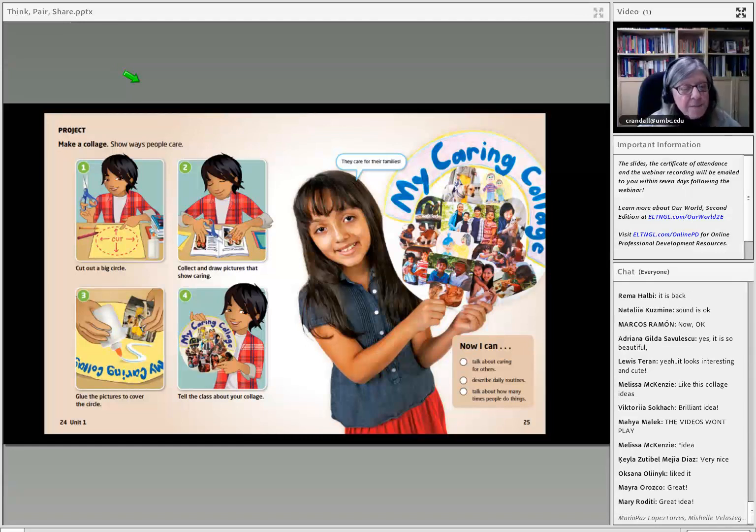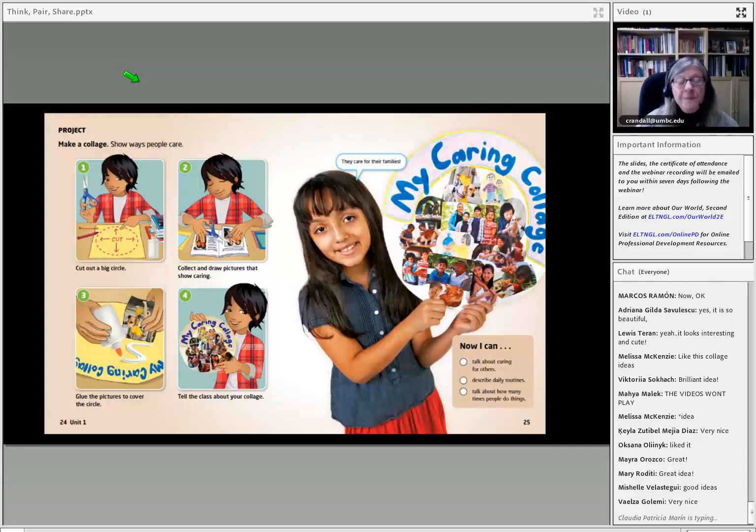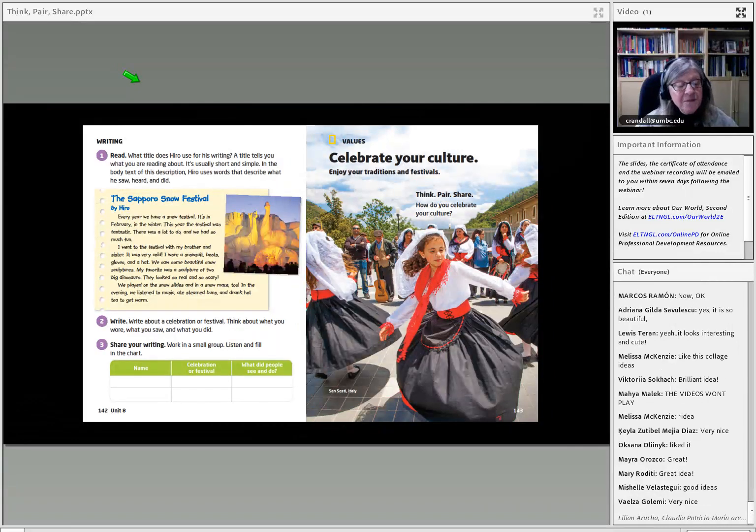They might have included just their own family members, but that's what matters, is how they have critically thought about what it means to care and who the people are that they care about, or who the animals or the various people that they care about, and then to be able to share that with the class. I like that collage a lot.